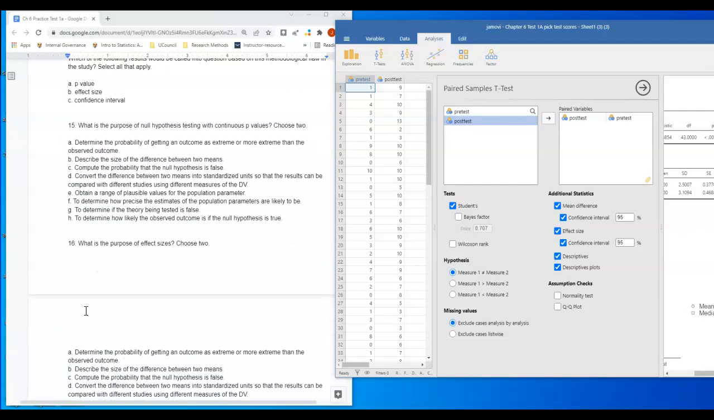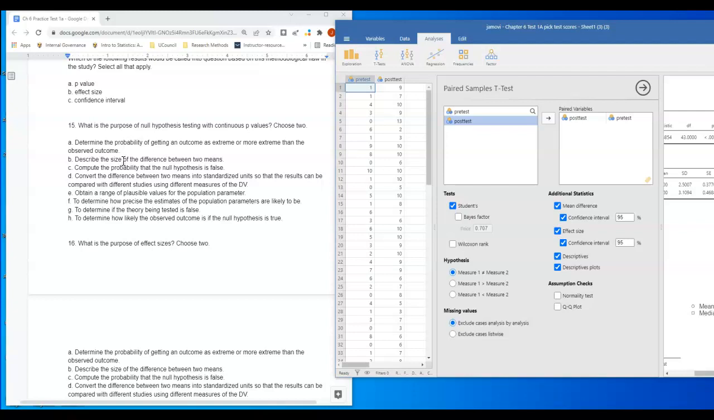Okay, next, number 15. What is the purpose of null hypothesis testing with continuous p-values? Choose two. All right, so let's go through each one of these. A, determine the probability of getting an outcome as extreme or more extreme than the observed outcome. This is the basic definition of a p-value, that we're going to obtain a t-statistic, and we want to know the probability of getting a t more extreme than the one that we computed, if in fact the null is true. Okay. So A is true.